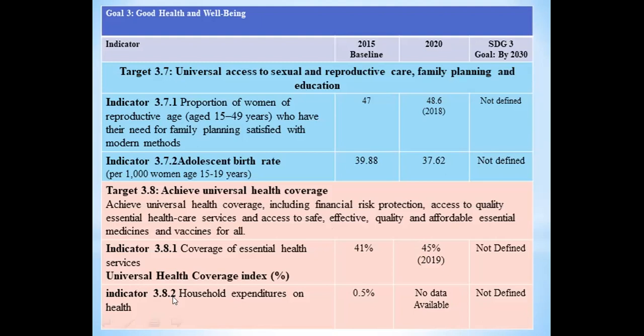Indicator 3.8.2 is also related with target 3.8, household expenditure on health, which is 0.5% in 2015, and no data available up to 2020, and its target is also not defined.